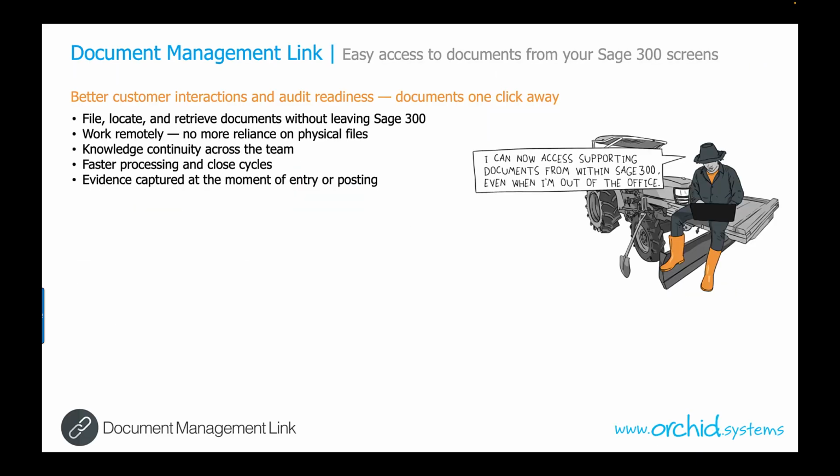A little bit more detail about Document Management Link, which lets you easily access documents from Sage 300 screens. It helps with customer interactions and audit readiness. Your documents are just one click away. You can file, locate, and retrieve documents without leaving Sage 300. No more reliance on physical files, which obviously helps with remote work.